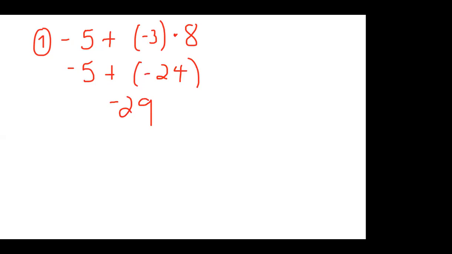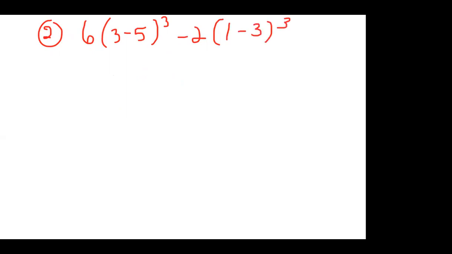Okay, so now let's go ahead and look at something that's a little bit more challenging. Problem number 2, I've got 6 times 3 minus 5 to the 3rd power, minus 2 times 1 minus 3 to the 3rd power. I will be giving you some where you can work them out on your own. You're welcome to try working these out on your own as I go along, guys, to see if you can come up with the correct answer. By the way, many of these questions, you will see them on the assignment when you go on to do your work, okay?